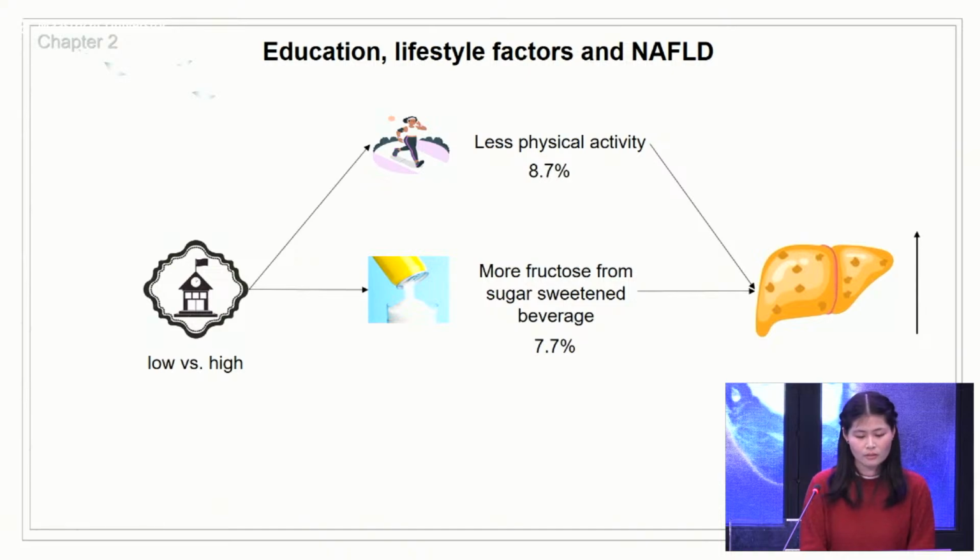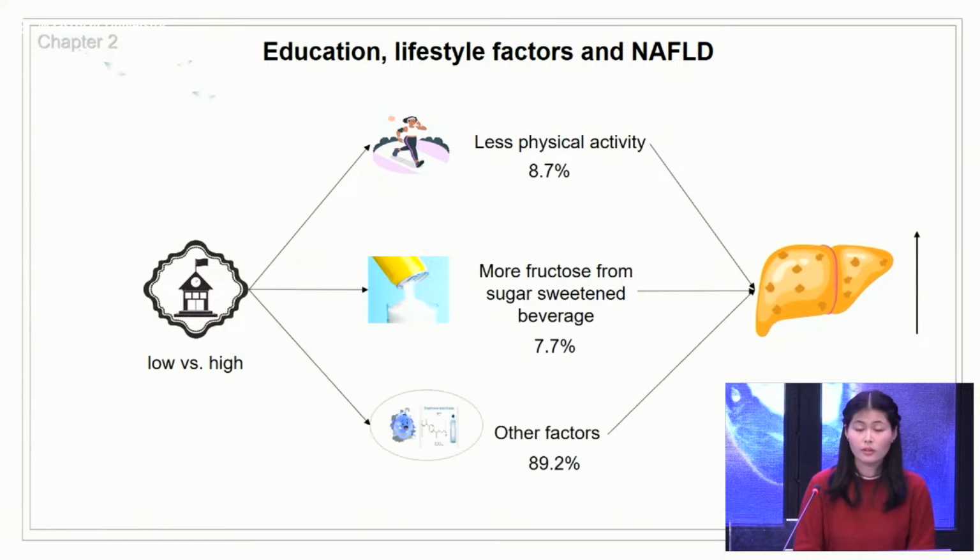However, you may find that these two pathways together can only explain about 17% of the effect of education on NAFLD, which means there is still a large proportion that can be explained by other factors, like air pollution and endocrine disruptors. But this still needs further validation.